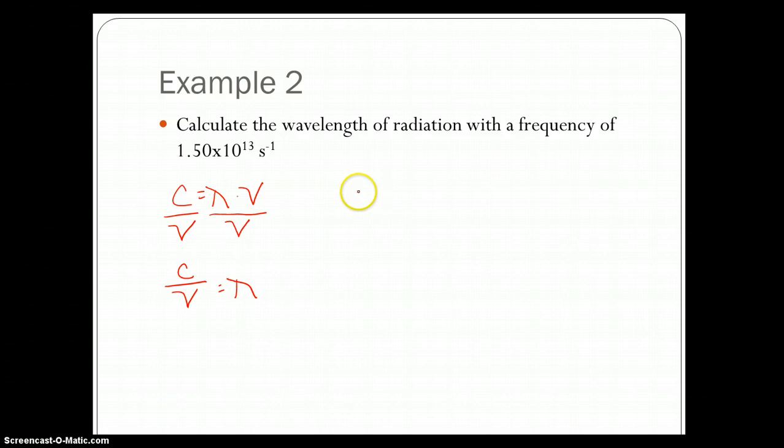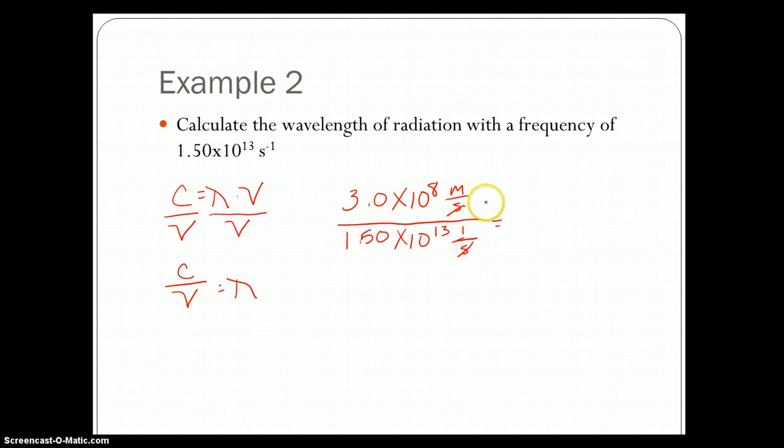Okay, so let's plug in our numbers. Speed of light divided by the frequency that's given, 1.50 times 10 to the 13th, and seconds to the -1st is the same thing as 1/seconds. So this time our seconds are going to cancel and our units will be in meters, and our answer is 2.0 times 10 to the -5th meters. So that would be the wavelength of that particular radiation.